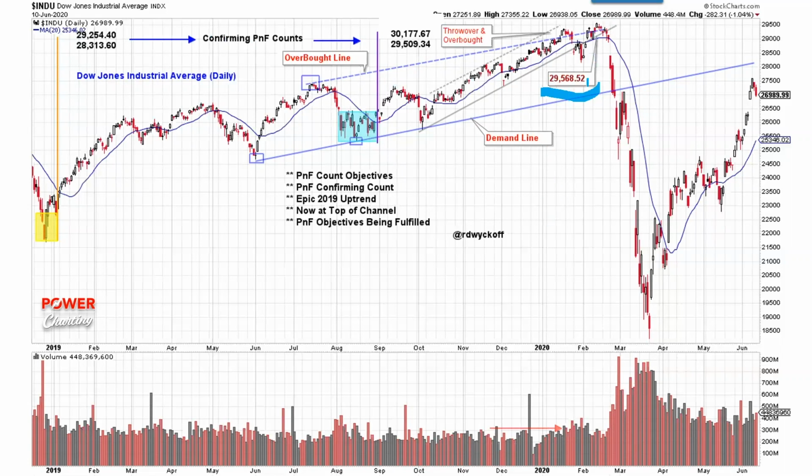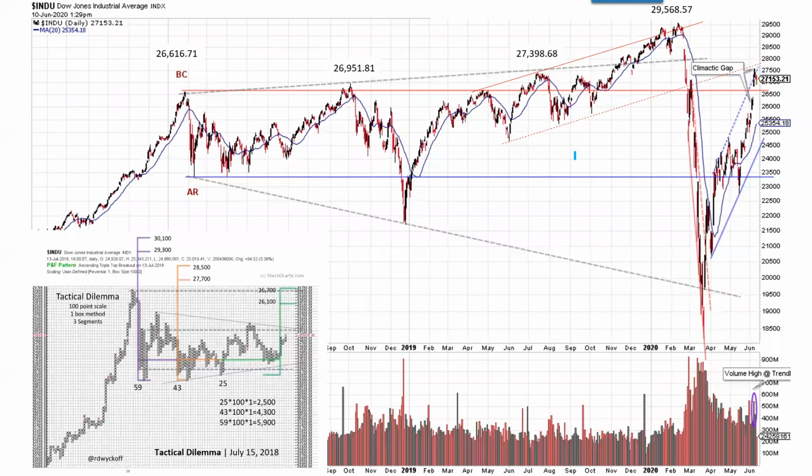And also notice this, that we are over the overbought line the second time. First was in January, then February, and also just hovering at this steeper uptrending demand line right there. And when it went back through the overbought line, under it went back through the steeper demand line, all hell broke loose. So there was an extreme overbought condition at that time.